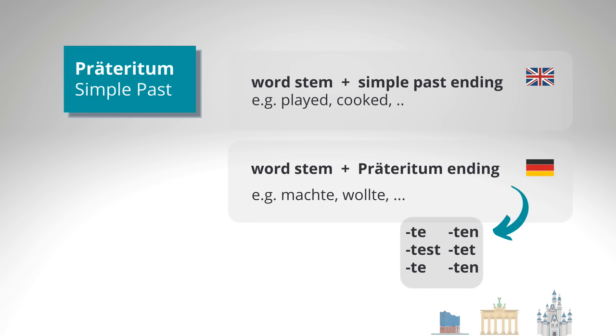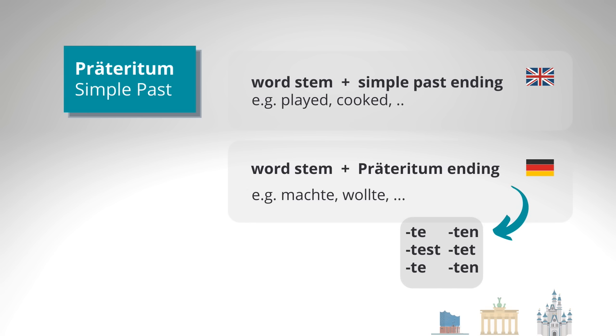That's the simple past. In English it is formed by taking the word stem and then adding the simple past ending, which most of the time is just -ed. For example, played or cooked. But there can also be some irregular endings, but more on that later.